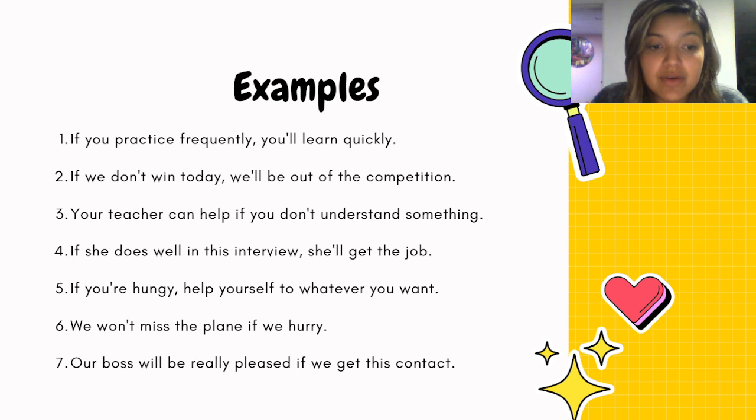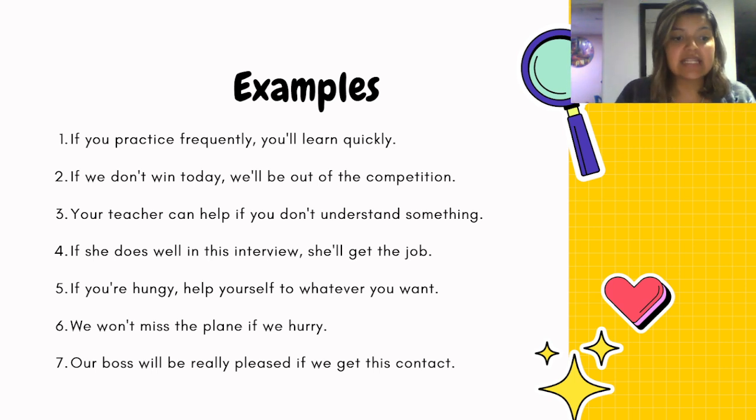If you're hungry, help yourself to whatever you want. We won't miss the plane if we hurry. Our boss will be really pleased if we get this contract. You can see that in the last two examples, we invert the order and we start with the sentence that's going to be the result, and we don't use a comma to introduce the condition.